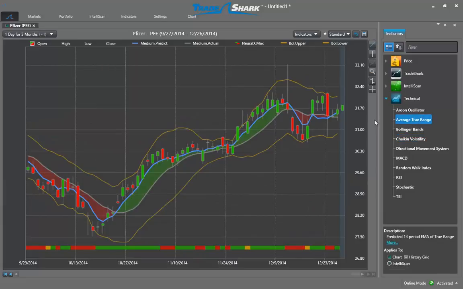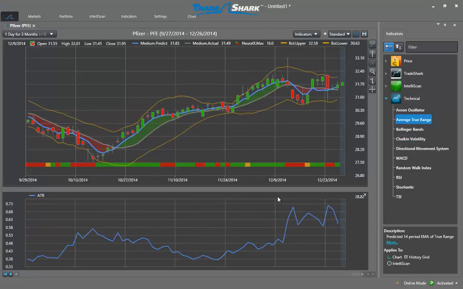Lastly, the average true range measures volatility as it relates to changes in the daily price range. This indicator's value is an ideal tool to help with stop loss placements, as well as gauging the conviction of a market's move.